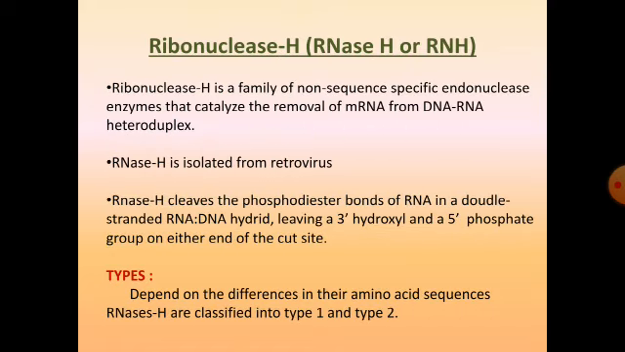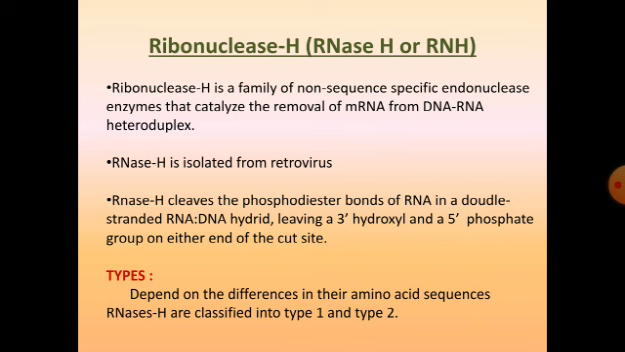The next enzyme is ribonuclease H, or RNase H, or RNH. Ribonuclease H is a family of non-sequence specific endonuclease enzymes that catalyze the removal of RNA from a DNA-RNA heteroduplex. RNase H is also isolated from retrovirus. RNase H cleaves the phosphodiester bonds of RNA in a double-stranded RNA-DNA hybrid, leaving a 3' hydroxyl and a 5' phosphate group on either end of the cut site.